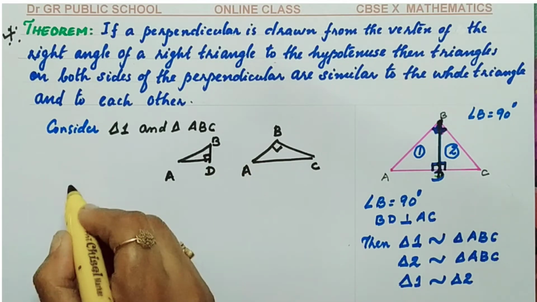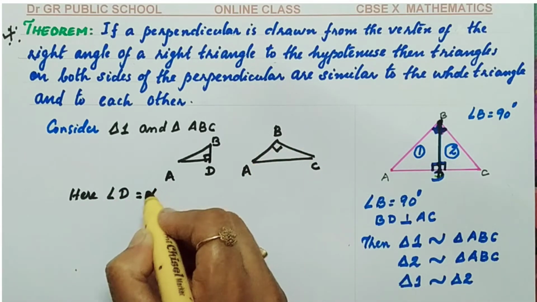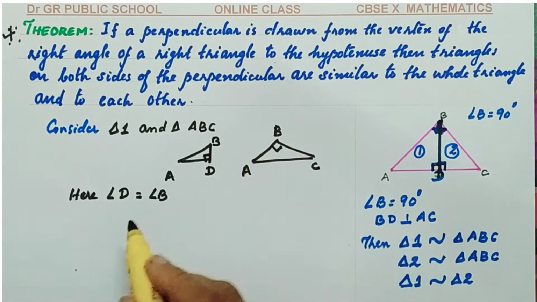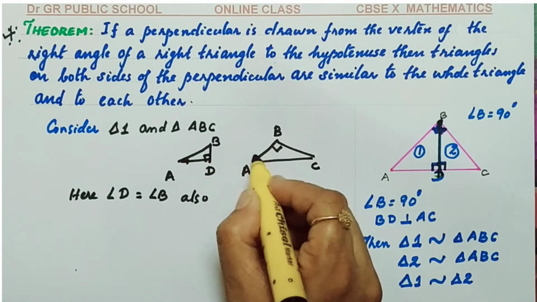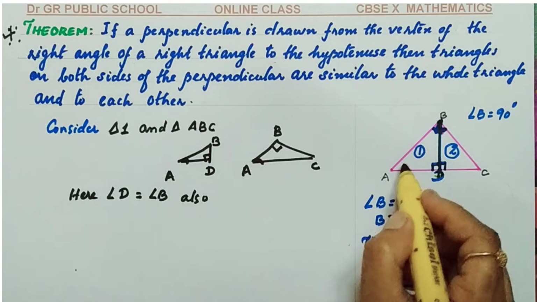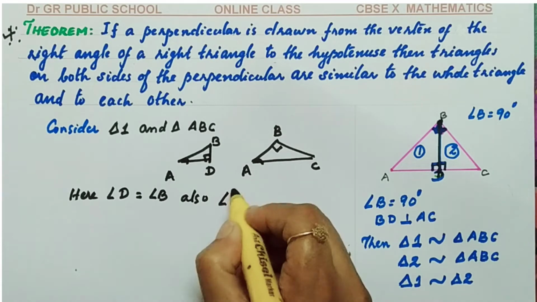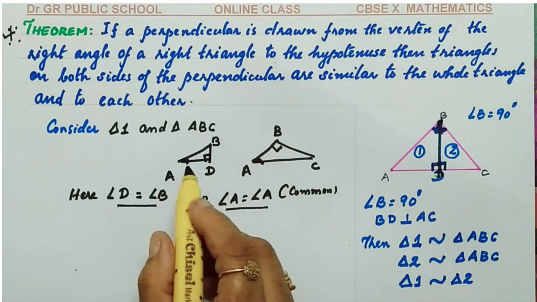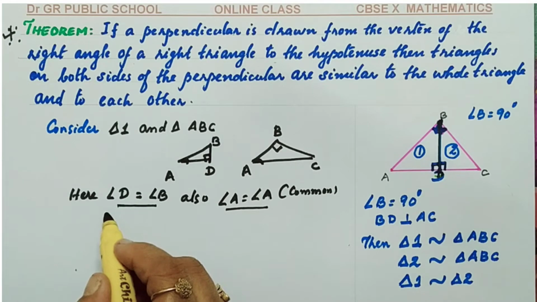How? Here, angle D equal to angle B. Am I right? Angle D of the first triangle equal to angle B of the whole triangle. Also, angle A equal to angle A, the common angle for both the triangles. For the whole triangle as well as for triangle 1, A is the common angle. Thus, two angles are equal in both the triangles. If two angles are equal, the triangles are similar by AAA similarity or AA similarity.